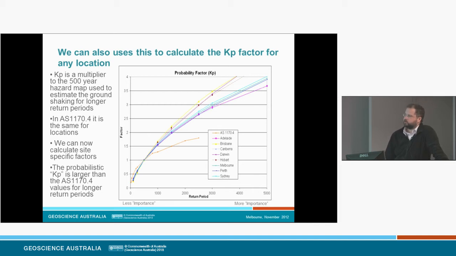At 500 years, the difference between this map and the old map is of the order of a few hundredths of a G, which is like shifting your design earthquake 5 kilometres, 10 kilometres forward and back. But it's probably the effect at longer return periods that may actually be the more significant one. Basically, we don't think the long return period, the more important buildings, necessarily are being designed for as much shaking as they should be.